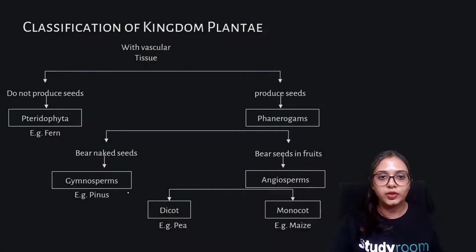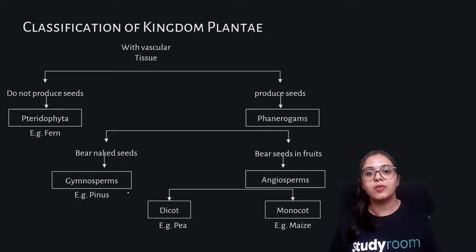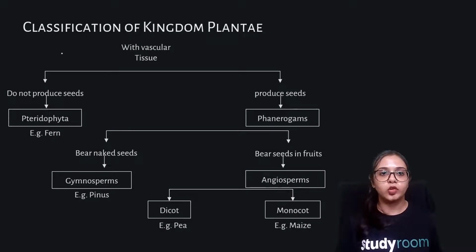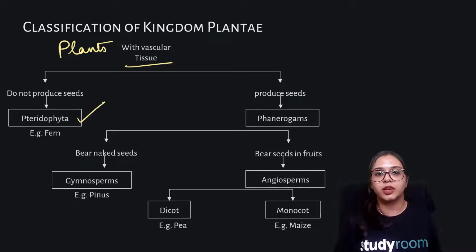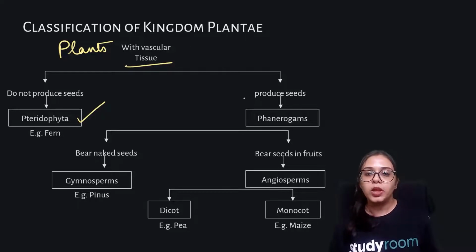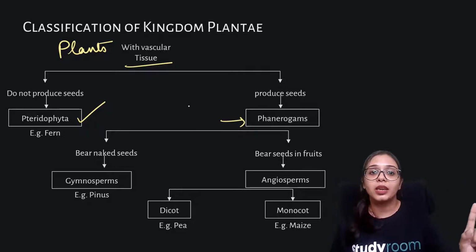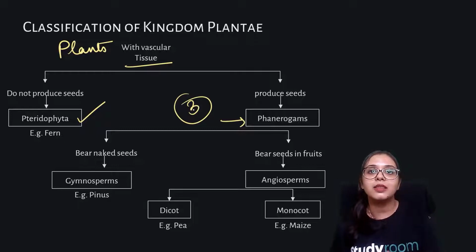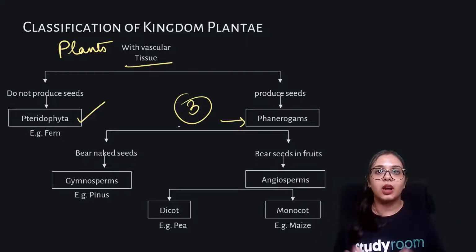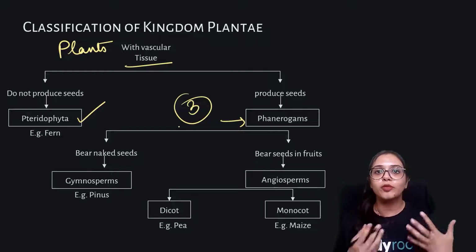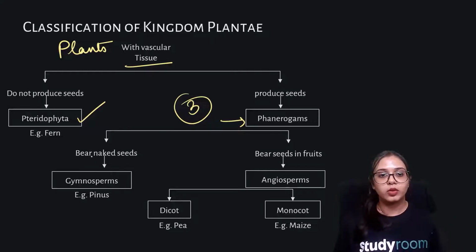There is a further division of this, meaning plants with vascular tissue. Those that have vascular tissue but cannot produce seeds are the Pteridophyta, and those that do produce seeds are the Phanerogams. Phanerogams again can be divided into two parts. If you remember, there are plants that can bear seeds nakedly, meaning there is no outer covering, no fruit or external structure. So these bear naked seeds.